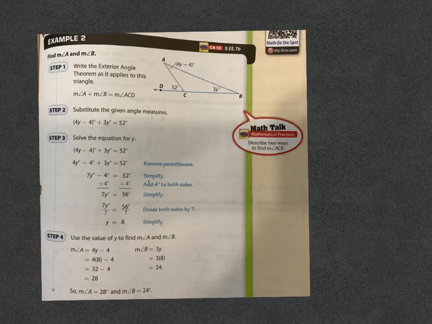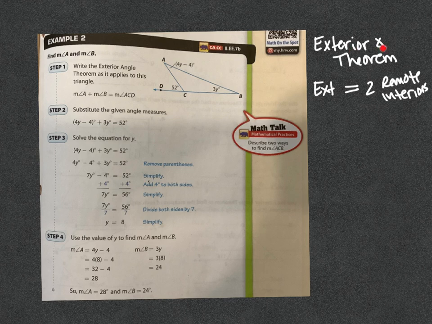So if I want to put that exterior angle theorem to work, here's an example of how I might use it. So here's the exterior angle theorem. The exterior angle is equal to the 2 remote interiors added together. So here's my exterior angle, 52 degrees. It is equal to these 2 remote interior angles, the 2 interior angles that are not sharing this line with this. It's not adjacent to that.